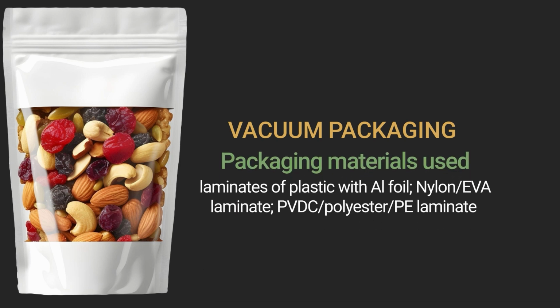And the packaging material we need for vacuum packaging must have a very good barrier property, especially against the transmission of gas. So we can use different types of laminates or co-extruded film. Laminates can be made of plastic with aluminum foil, nylon or EVA laminates, PVDC, polyester, polyethylene laminate, etc.